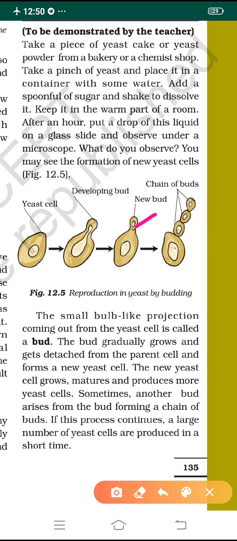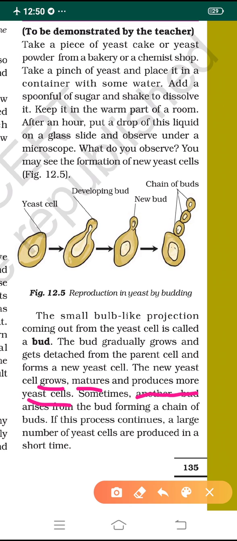The bud gradually goes on increasing in size and gets detached from the parent cell, and finally forms a new yeast cell. The new yeast cell grows, matures and again produces more yeast cells.